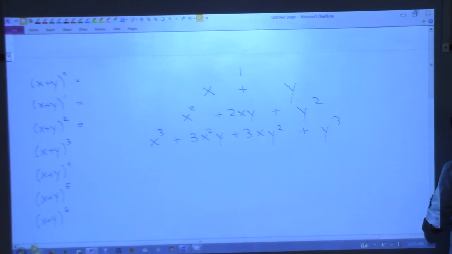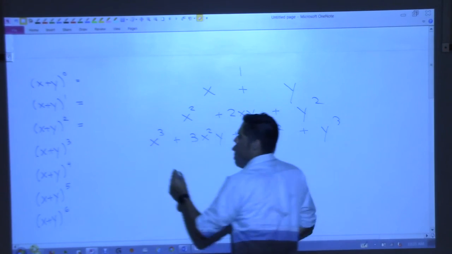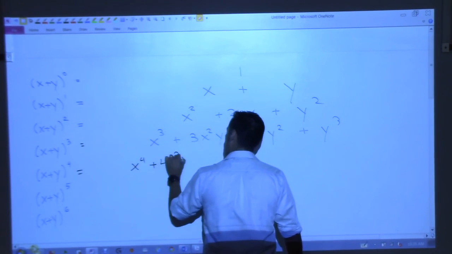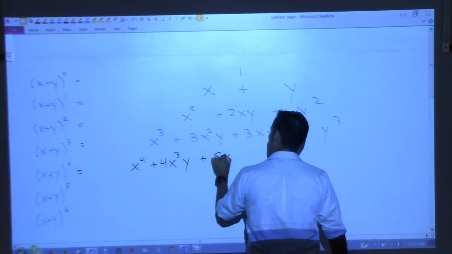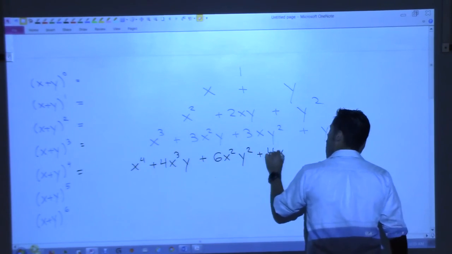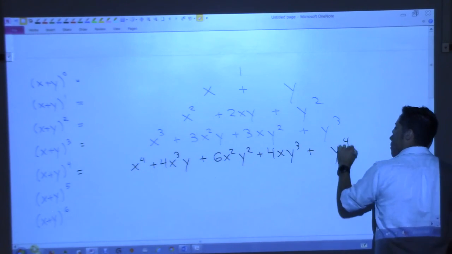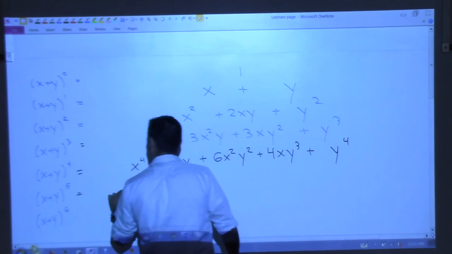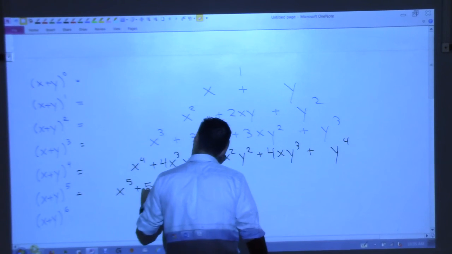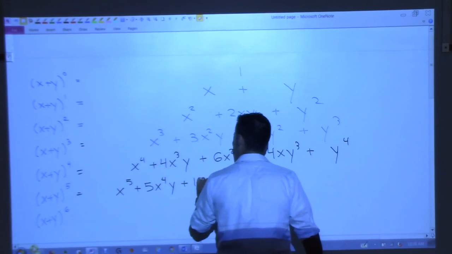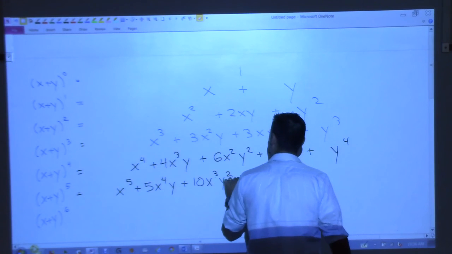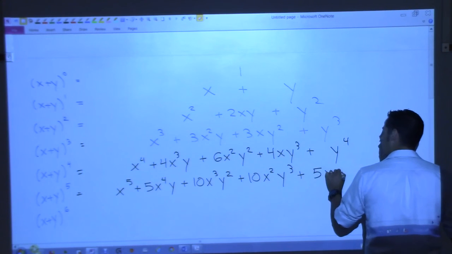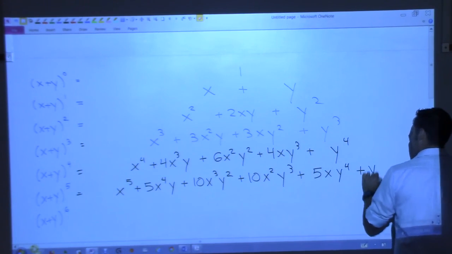I'm just going to have to go to black again here. If we did it to the 4th power, it'd be x to the 4th plus 4x cubed y plus 6x squared y squared plus 4xy cubed plus y to the 4th. This is a pretty cool thing you can do to show off to your friends. Then you can do x to the 5th plus 5x to the 4th y plus 10x cubed y squared plus 10x squared y cubed plus 5xy to the 4th plus y to the 5th.